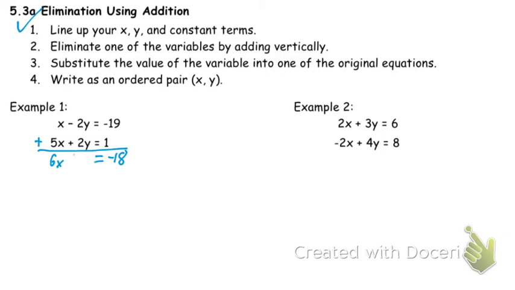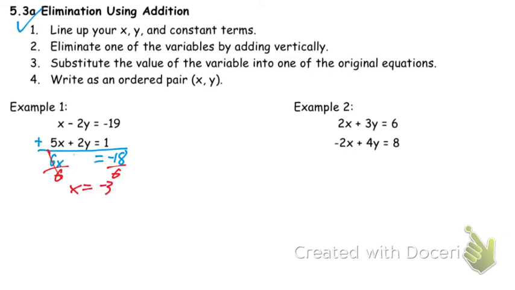This new equation, 6x equals negative 18. Does that look like something we could have solved back in September? Yes. How would we solve this equation? Divide by 6. And x is negative 3.